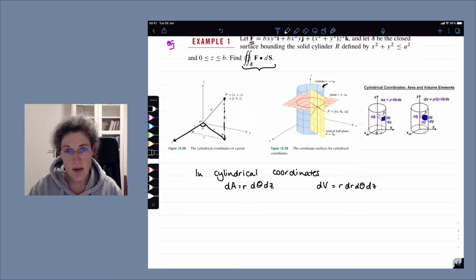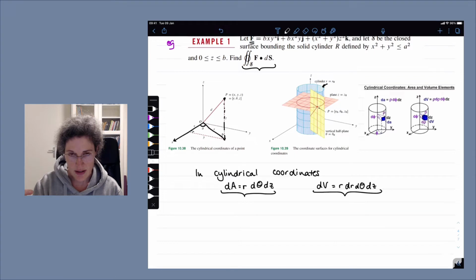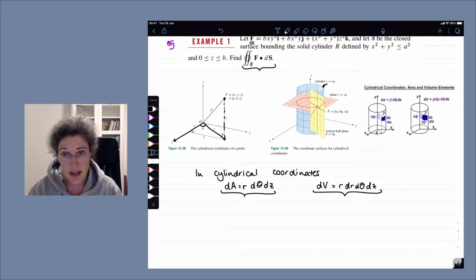Whenever we're dealing with a new coordinate system, we also need to think about what is the area element and what's the volume element. For cylindrical coordinates, we have these two. So our area is r d theta dz, and our volume is r dr d theta dz.